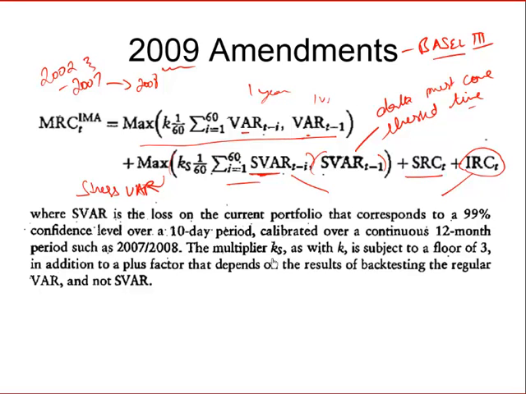Once again, the multiplier Ks is subject to a floor of 3, like in a regular VaR calculation, and in addition a factor that depends on the results of backtesting in the VaR. So whatever factor we were adding to this K, we would similarly add to the K in the stressed VaR as well. For stressed VaR, data comes over a stress time, for example 2007 and 2008.